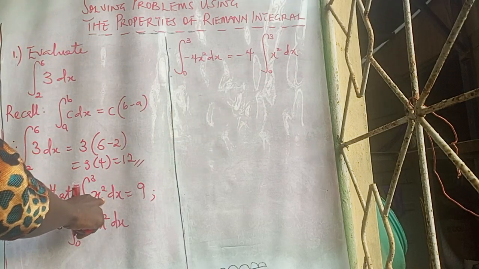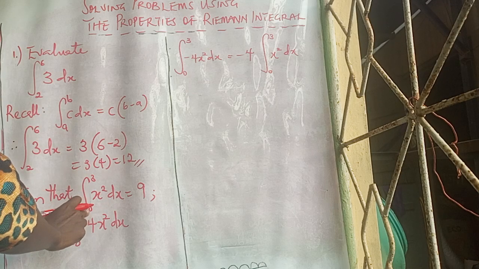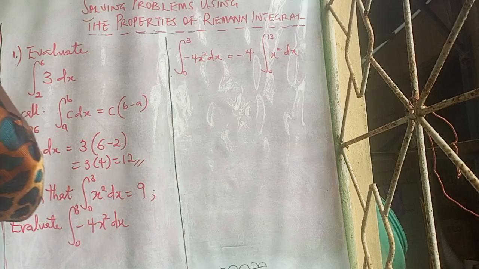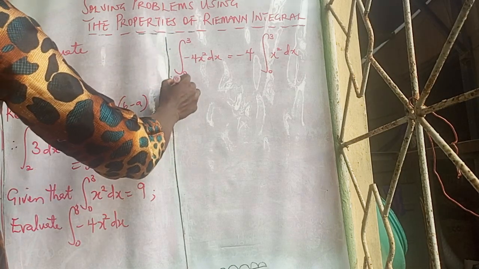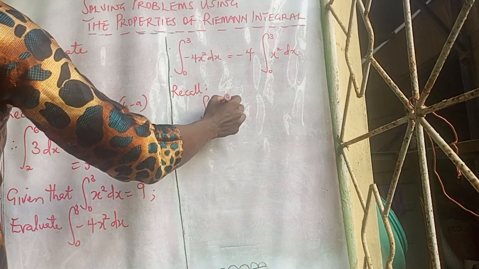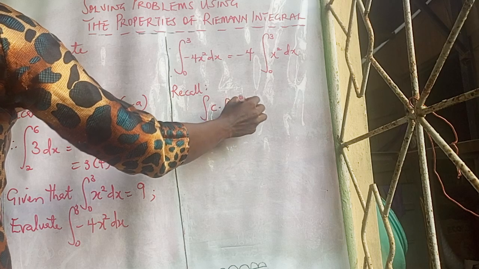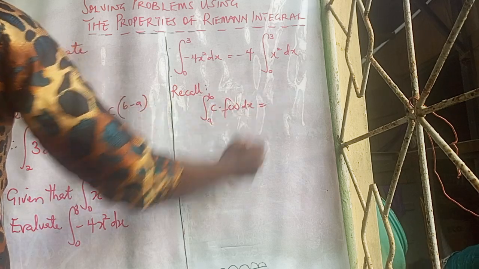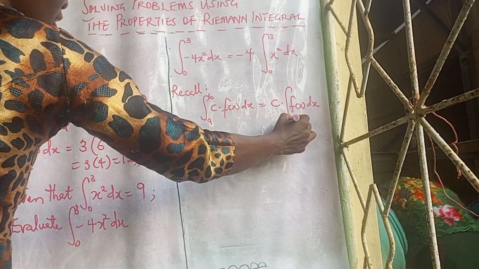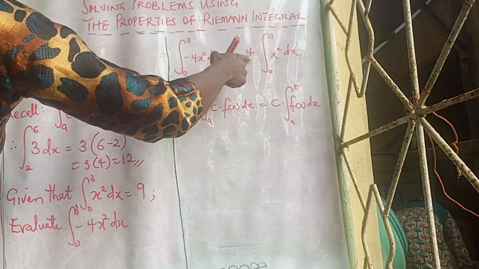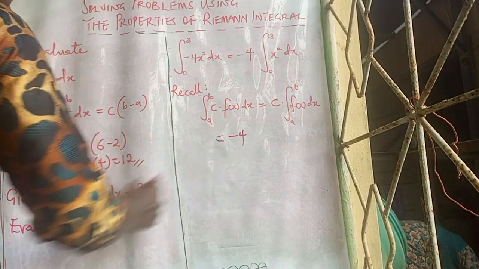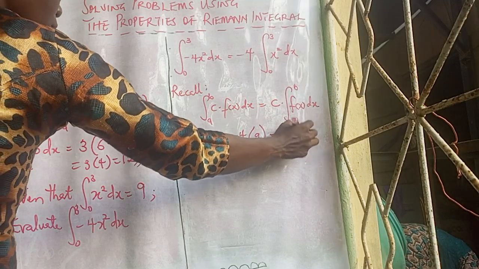But you will remember that we have been told that the integral of x squared dx from 0 to 3 is what? 9. That makes use of that property, which says, let's try to recall the property. What does the property say? It says if we are integrating c into f of x dx over the interval a to b, that it is what? We bring out the constant c into the integral of f of x dx over the interval ab. And that's what we have done here. We have our minus 4 out into the integral of x squared dx from 0 to 3. And this gives me what? Minus 4 into 9, and that is what? Minus 36.